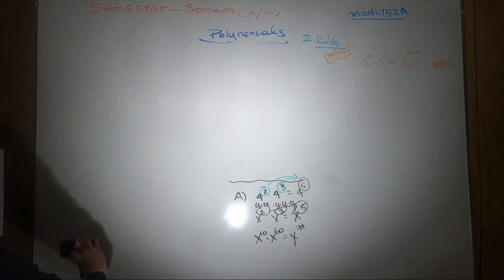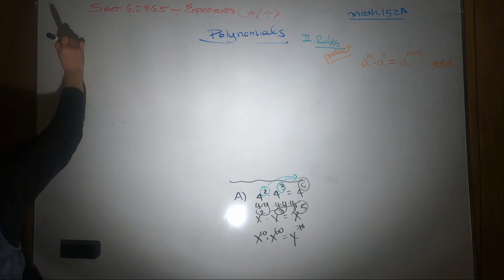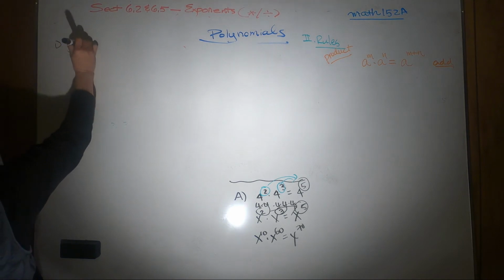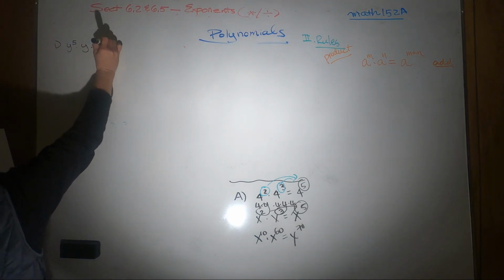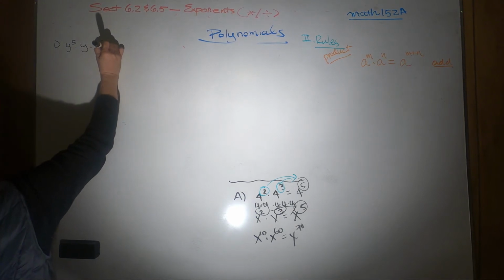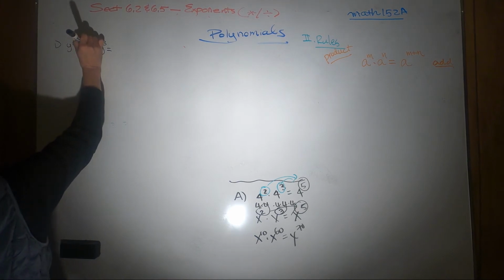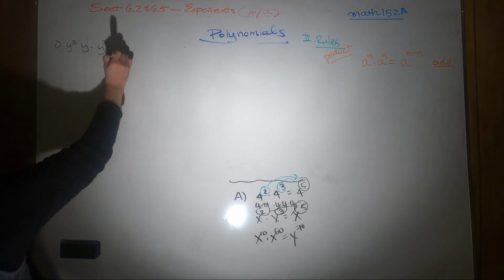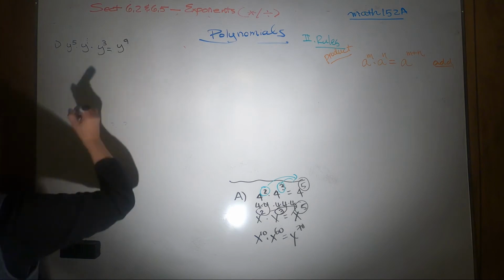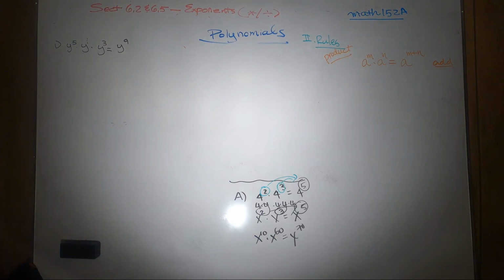Then let's take a look. If you have y fifth times y, how many? 3, right? So for the shorthand writing, how many y's you have? This one is what? Invisible 1. So how many you have? Y to the 9th power, right?